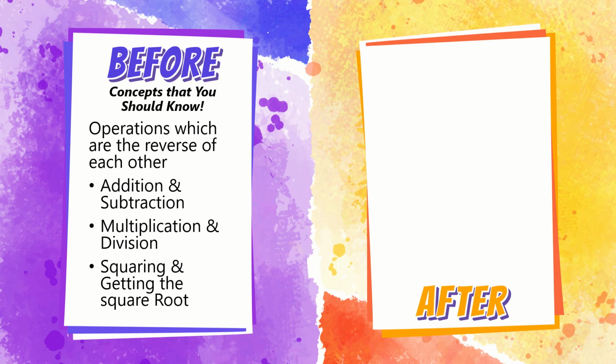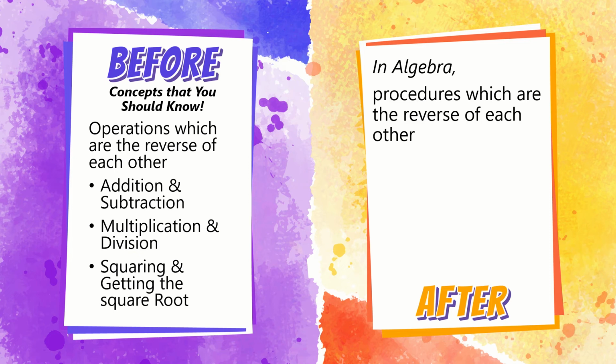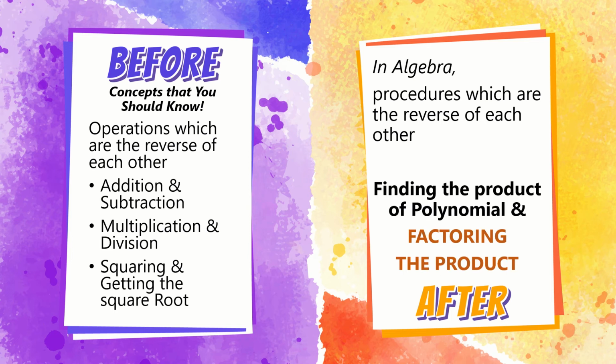In mathematics, there are operations which are the reverse of each other, examples of which are addition and subtraction, multiplication and division, squaring and getting the square root, and so on. Since we will be discussing more topics in algebra, there are also procedures which are the reverse of each other. An example for that is finding the product of polynomials and factoring the product. And that would be our lesson for the next 2 weeks.